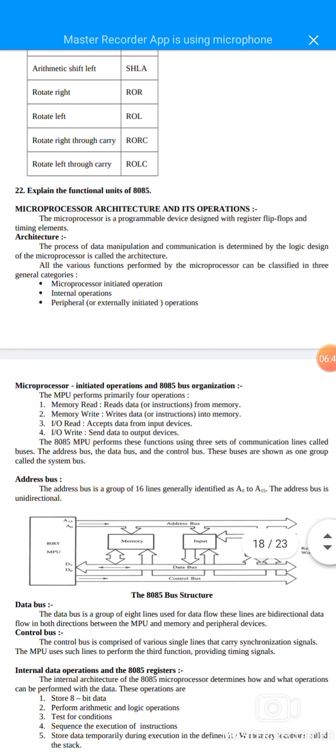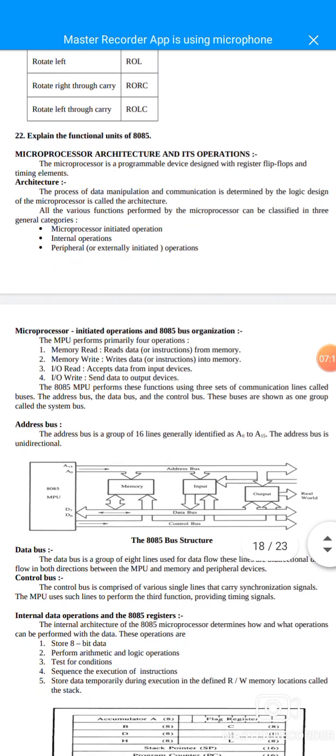22nd question. Explain the functional units of 8085 microprocessor architecture and its operations. The microprocessor is a programmable device designed with registers, flip-flops, and timing elements. Architecture: the process of data manipulation and communication determined by the logical design of the microprocessor is called the architecture. All the various functions performed by the microprocessor can be classified into three general categories: microprocessor-initiated operations, internal operations, and peripheral operations.